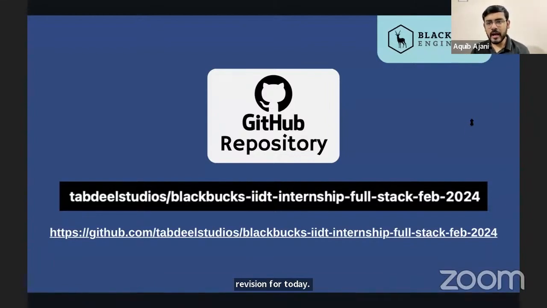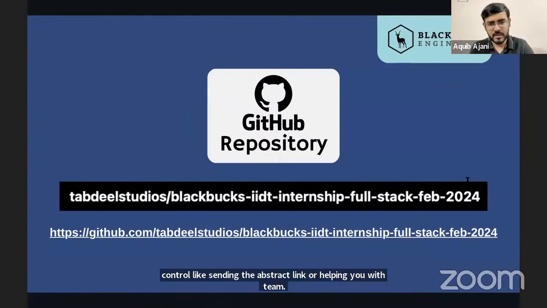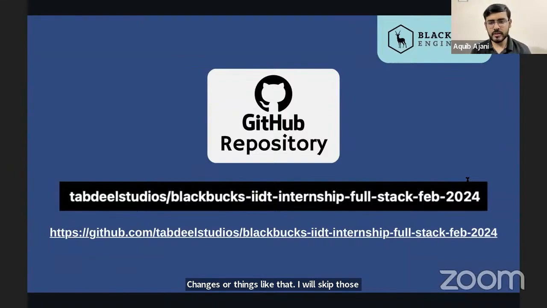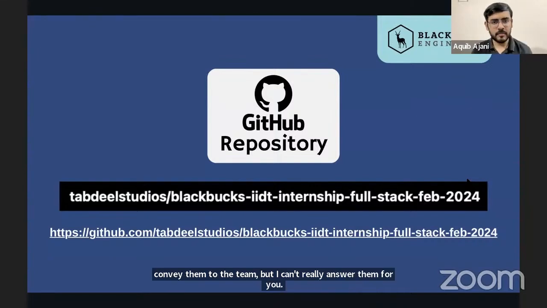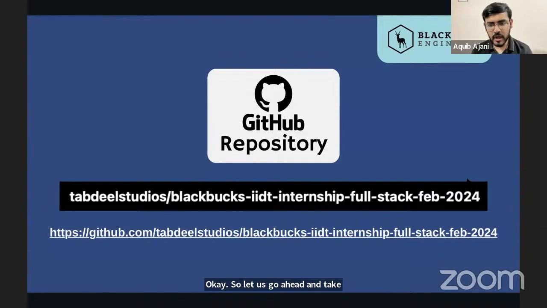Now, the next thing that I want to do is to take questions on the project, but I can only answer those questions which I have control over, right? So if there are some questions that I can't really control, like sending the abstract link or helping you with team changes or things like that, I will skip those questions. Okay. So I can only answer those questions that I can help with. There are some questions that I can't answer. I can convey them to the team, but I can't really answer them for you. Okay. So let us go ahead and take some questions now. So whatever questions you have regarding project details, please let me know in the chat now.